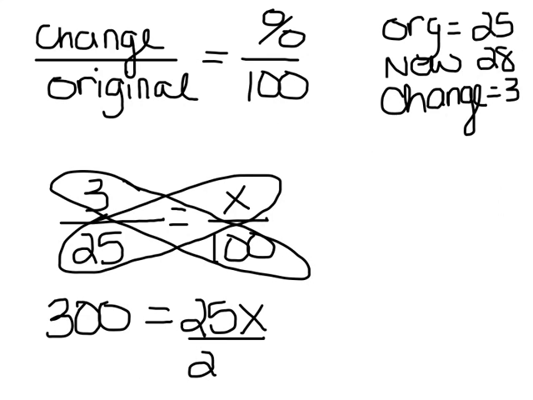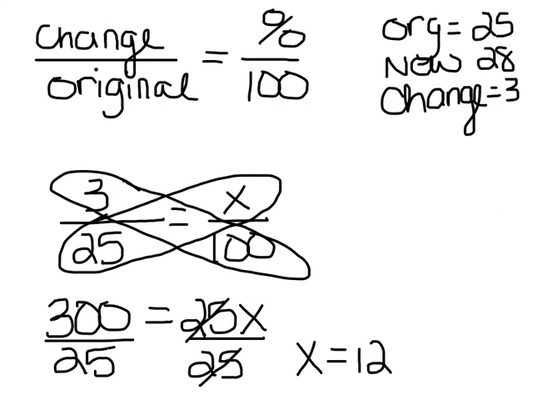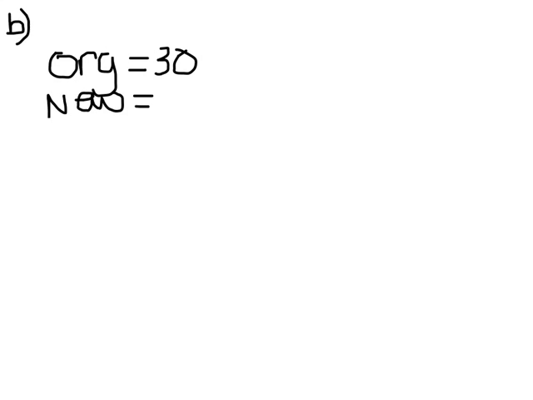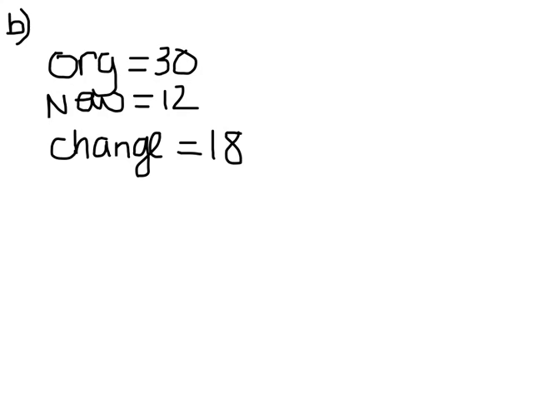We can solve our equation by dividing by 25. So that x equals 12. In example B, we're given an original price of $30 and a new price of $12. So the price has gone down or changed $18. And all we did is 30 minus 12 to give us 18.